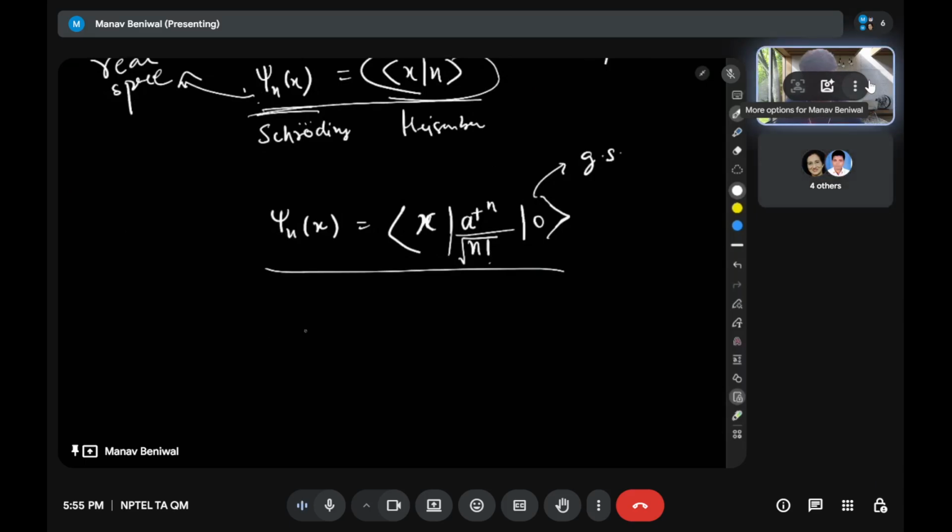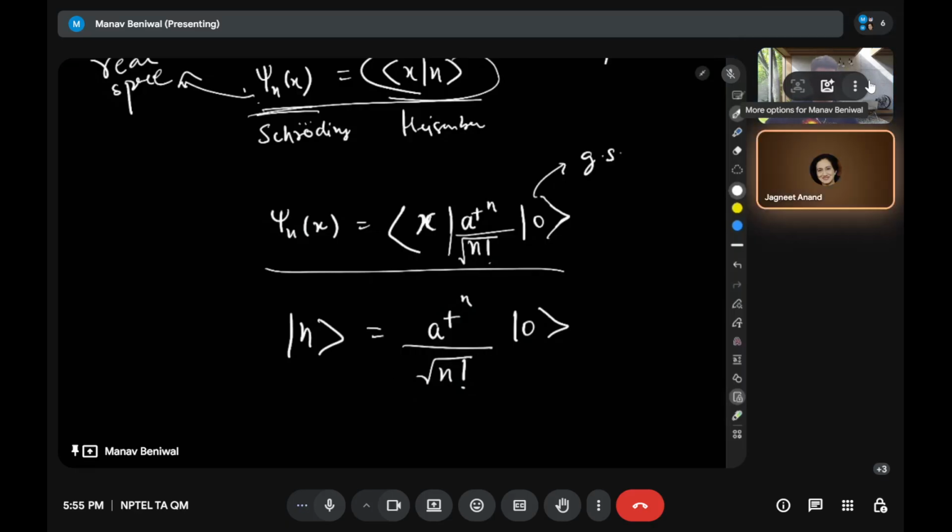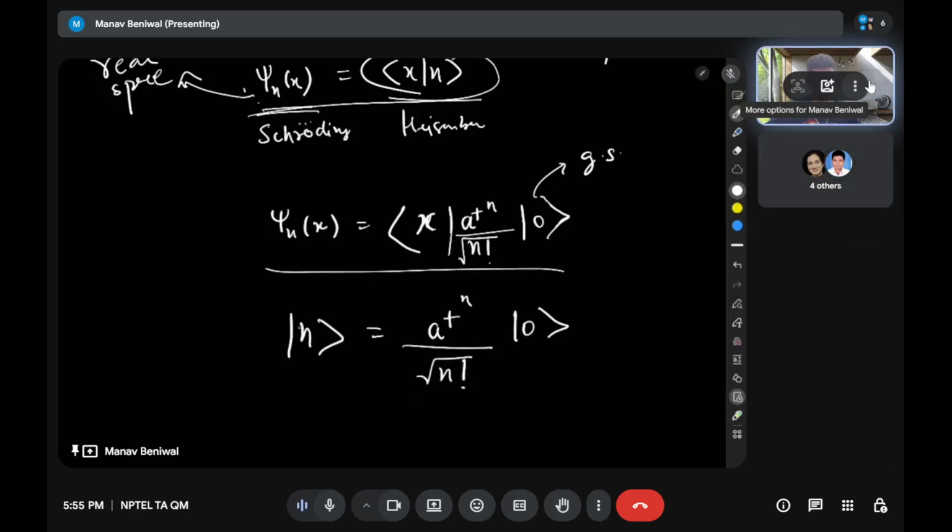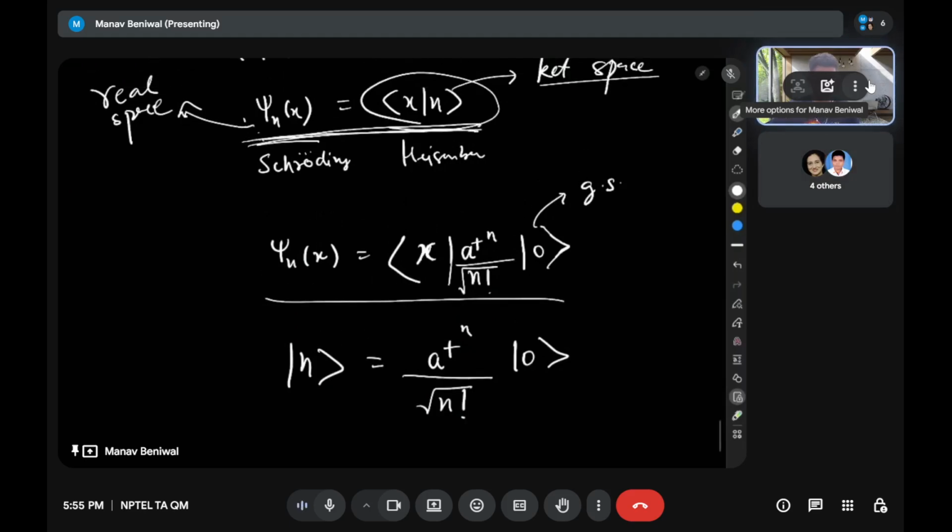Okay, let me simplify it a little bit. First of all, this is the equation. We start from the ground state, and we can go to any nth state by raising the ladder operator n times. And this factor comes from the normalization, right? Now I can substitute this n directly in the equation that you have mentioned above, and you see that I am getting the same equation.